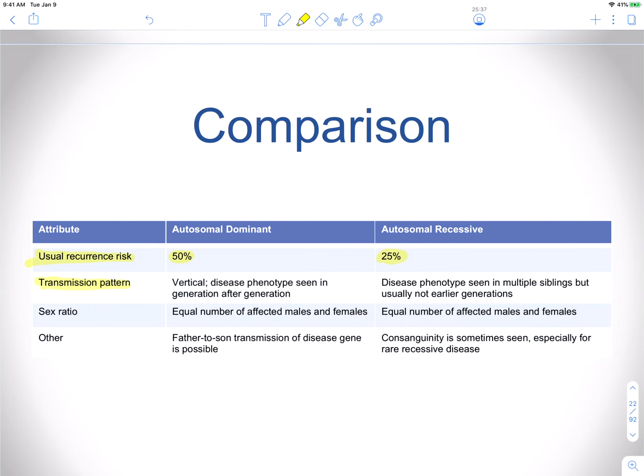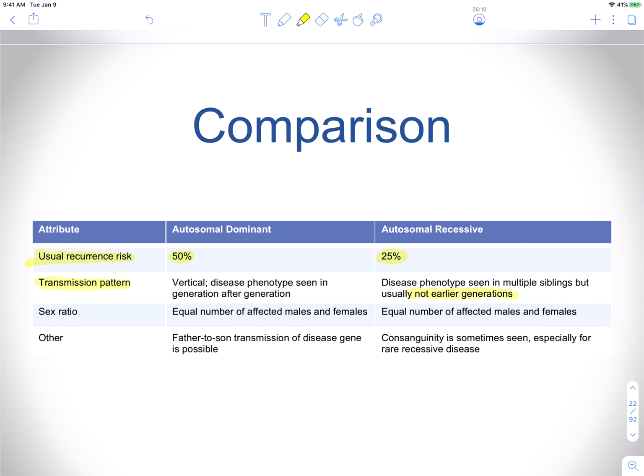The transmission pattern is going to be vertical. The disease phenotype is seen in generation after generation with autosomal dominant. Whereas in autosomal recessive, the phenotype can be seen in multiple siblings, but usually not in earlier generations. So it's going to just pop up, but it is recessive. And in that affected generation, it can be compounded just simply because of the higher prevalence between the mother and father of having those recessive traits.